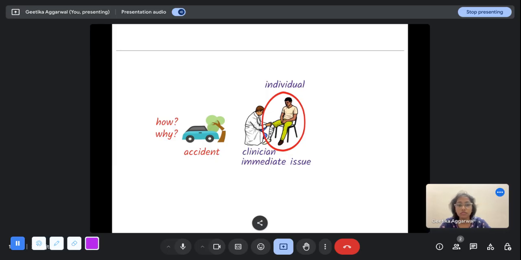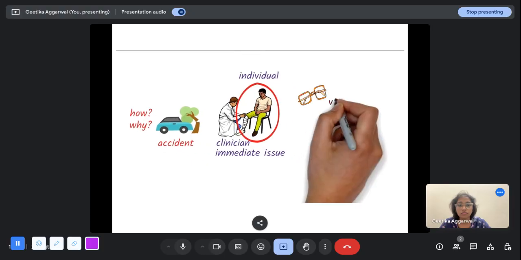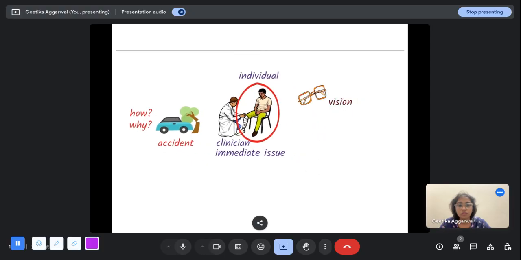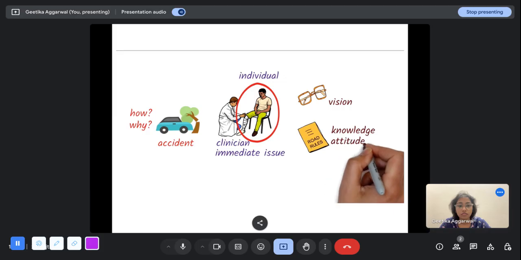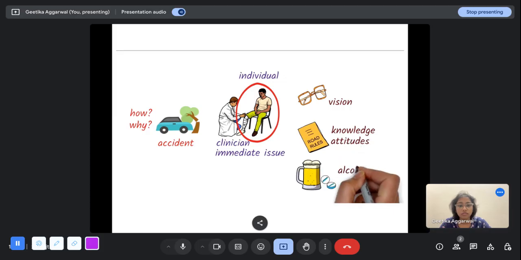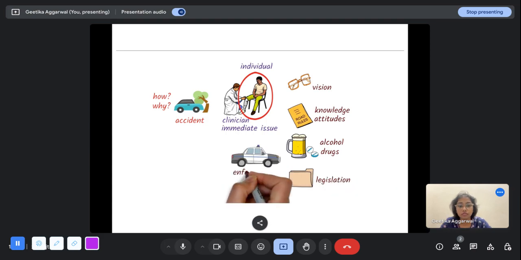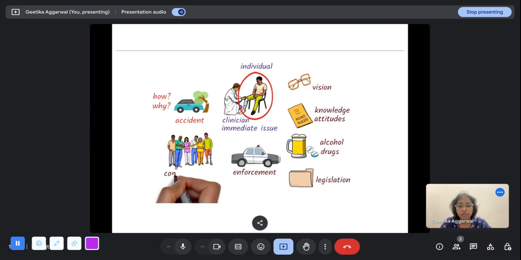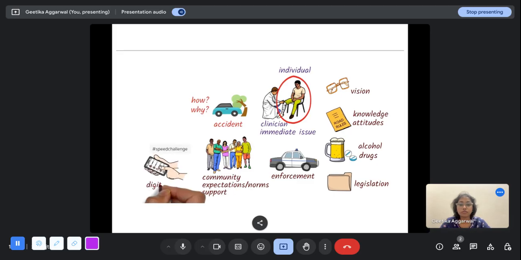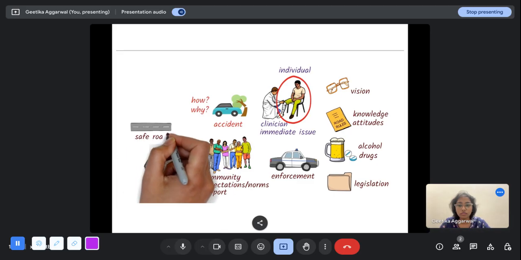For example, why did he have the accident? Was there a problem with his vision? Did he have inadequate driving skills or a poor attitude towards driving? Was he under the influence of alcohol or drugs when he was driving? Were there laws against this and resources to enforce it? What were the community expectations or norms around driving? Did he have a good social support network to help his recovery and prevent this from happening again? Did digital media contribute to the accident? Was the road he was driving on safe?